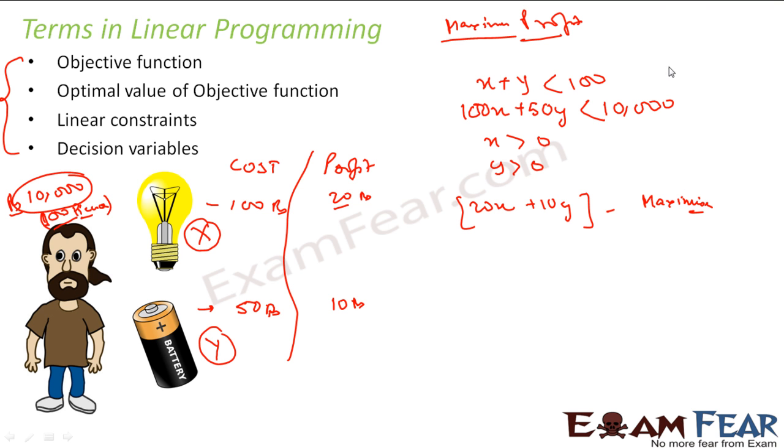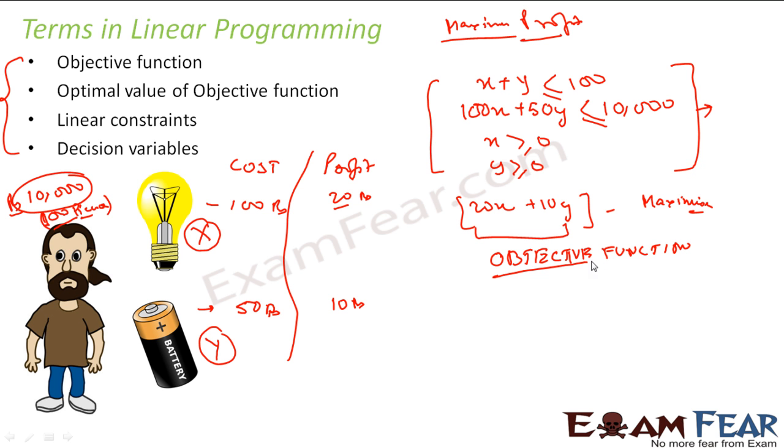Now if you observe, these are my constraints: the number of batteries and bulbs has to be less than or equal to 100, the total amount invested is less than or equal to 10,000, and the number of batteries and bulbs he buys is greater than or equal to 0. So these are the constraints, and this is the objective function, because I want to maximize profit, right?